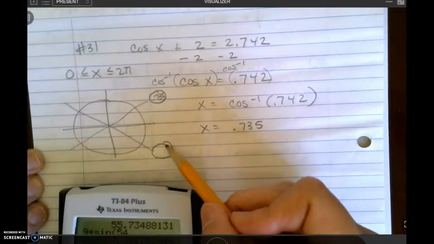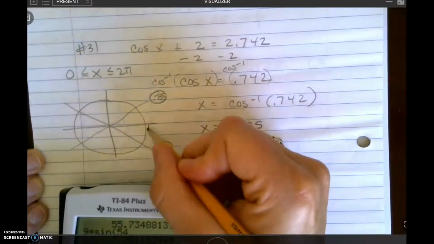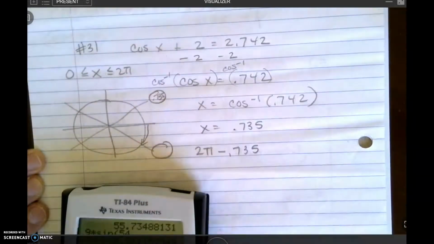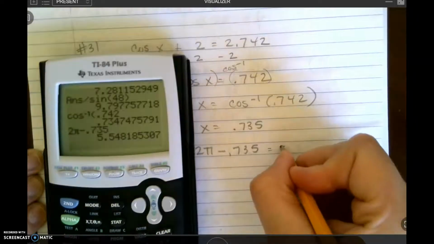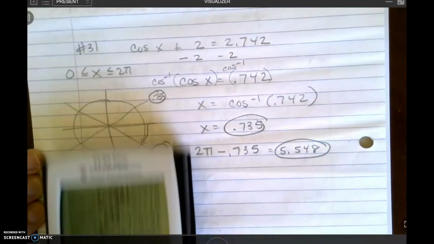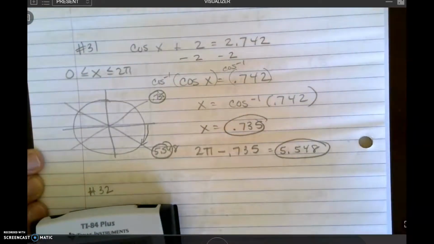But then I also need to find this answer, which would be 2 pi minus the 0.735. So I put that in my calculator. 2 pi minus 0.735, and I get 5.548. So that would be my 5.548. So those are my two answers. Okay. I'm going to go on to problem 32.